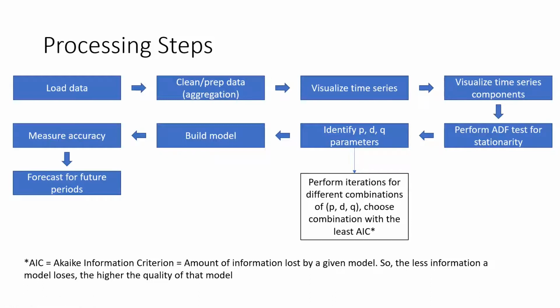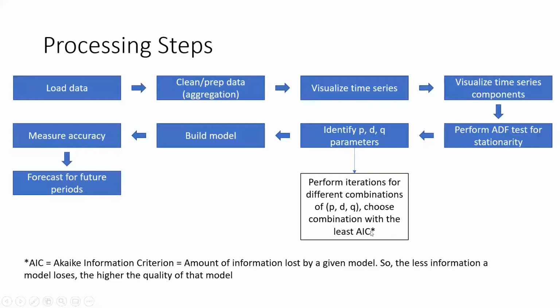Okay, and then we will perform this ADF test to see whether the data is stationary, and then we will use a looping mechanism to identify the parameters of the model, that is P, D, and Q. The way we will use this looping procedure is we will perform iterations for different combinations of P, D, and Q, and we will choose that particular combination of P, D, and Q which has the least AIC value.